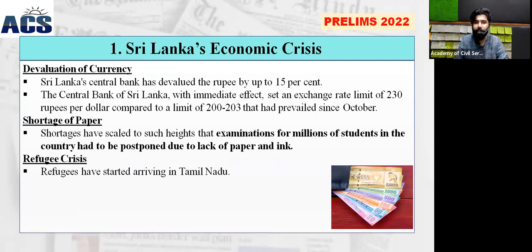Even education has been affected by the shortage of paper, because a lot of examinations have to be conducted in Sri Lanka, but because of the shortage of paper, all the examinations of the students have been cancelled. This is another impact on the education of the masses in Sri Lanka. Then many of the people, if they cannot live in Sri Lanka, are moving to another country.